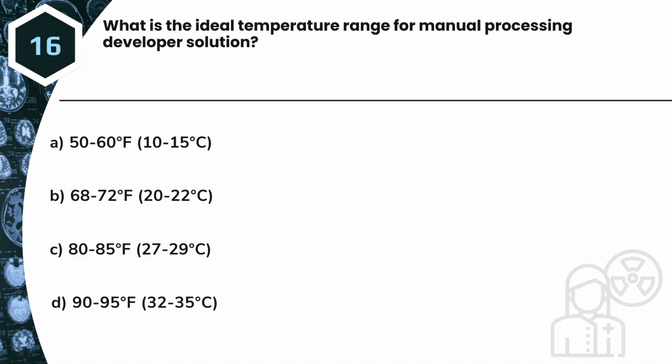Question 16. What is the ideal temperature range for manual processing developer solution? A. 50 to 60 degrees Fahrenheit, 10-15 degrees C. B. 68 to 72 degrees Fahrenheit, 20-22 degrees C. C. 80 to 85 degrees Fahrenheit, 27-29 degrees C. D. 90 to 95 degrees Fahrenheit, 32-35 degrees C.